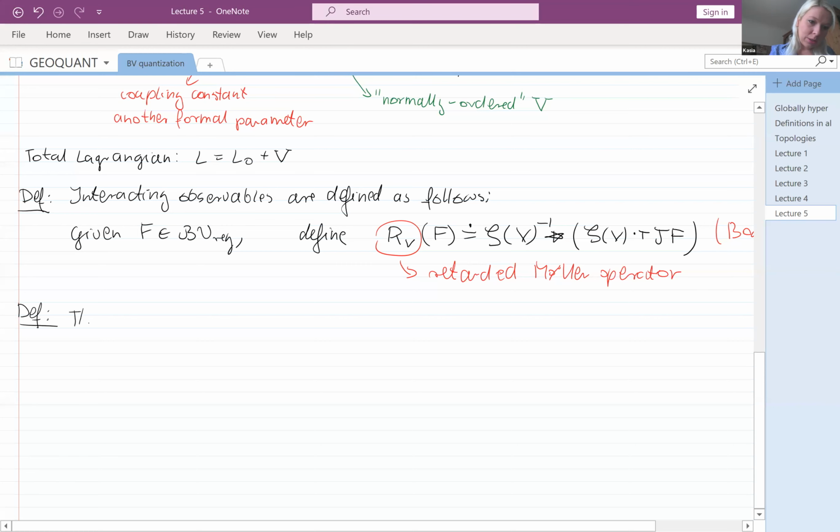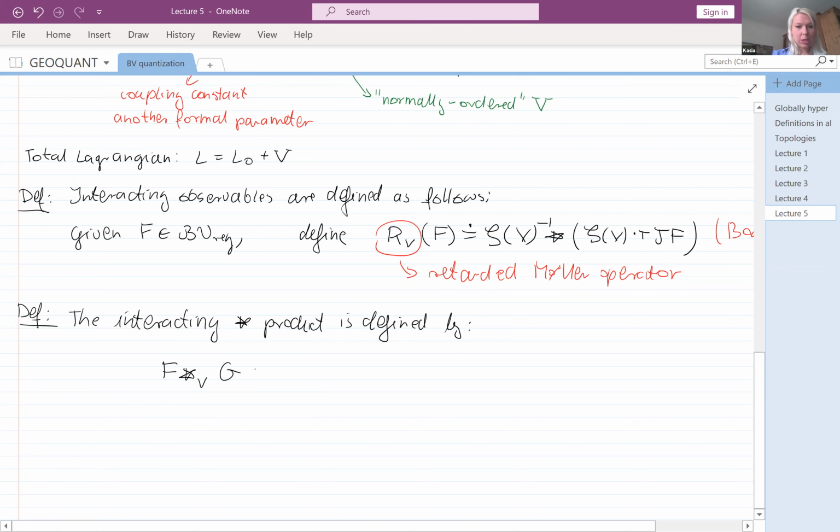So now the interacting star product is defined by, so F, let me decorate it with V because it corresponds to the interaction V.